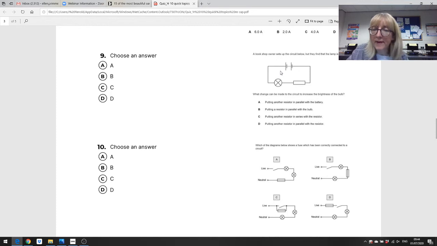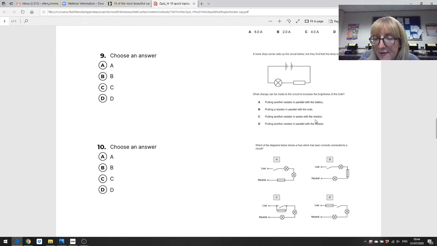A bookshop owner sets up a circuit below, but they find the lamp is too dim. What change can be made to the circuit to increase the brightness? Well, to increase the brightness of the bulb, we want more current. So we're looking at how can we make more current? Putting another resistor in parallel with a battery, well, that would just bypass that. Putting a resistor in parallel with the bulb, that would bypass that current. Some current would go through the resistors, the bulb would be dimmer.